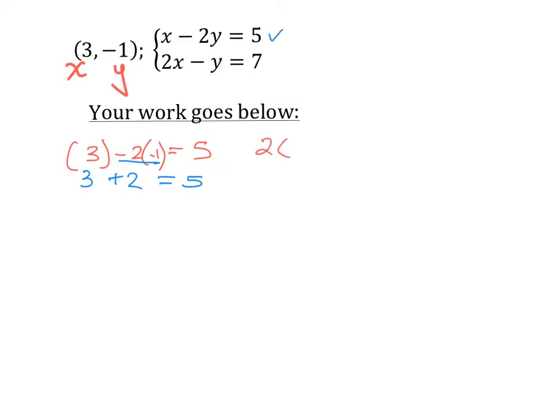For the second one, it's 2 times x minus y is equal to 7. Once more, x is 3 and y is negative 1. 2 times 3 is 6. Negative 1 times a negative is positive 1. And 6 plus 1 is also 7. So yes, this is a solution to both equations. Therefore, it is a solution to the system.